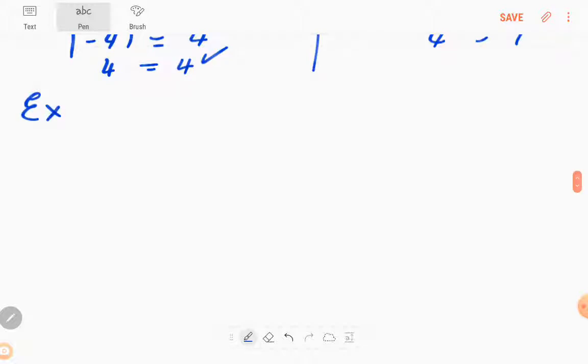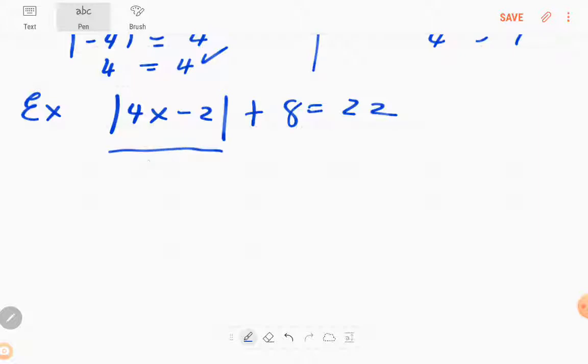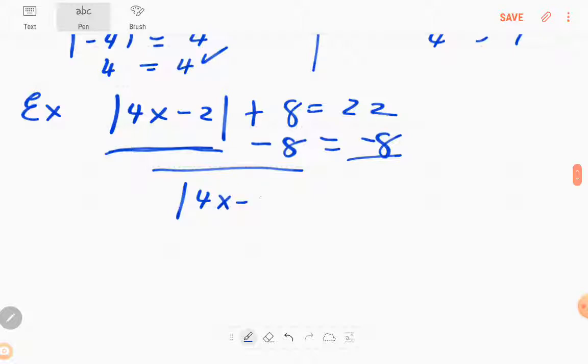So in this example, we have absolute value of 4x minus 2 plus 8 is equal to 22. So when we have the absolute value here, we need to isolate this absolute value. So I'm going to get rid of the 8. I'll subtract 8 from both sides. And so that leaves the absolute value by itself.